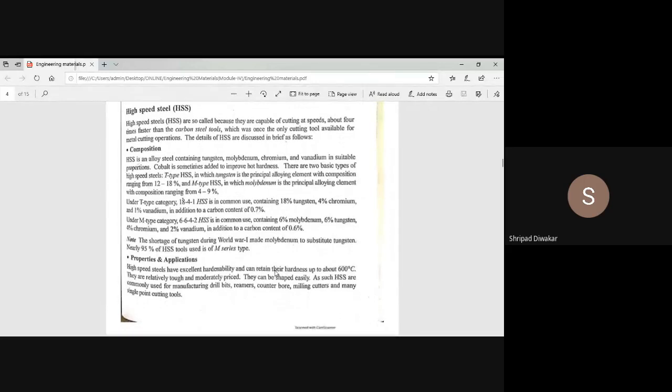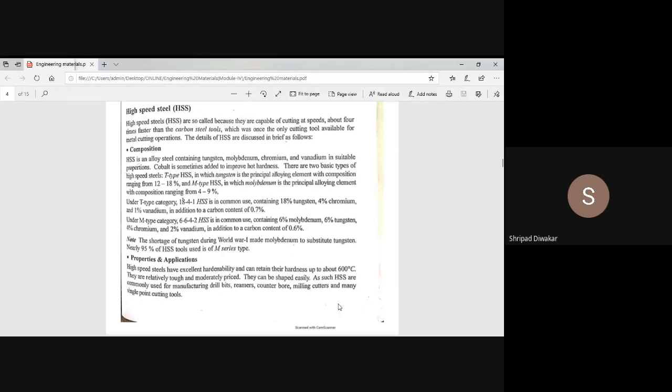As I said, they possess excellent hardenability. That's why they are used in the manufacturing of tools. They can retain hardness up to 600 degrees Celsius, and they are relatively tough and moderately priced. All the HSS tools are commonly used for manufacturing drill bits.